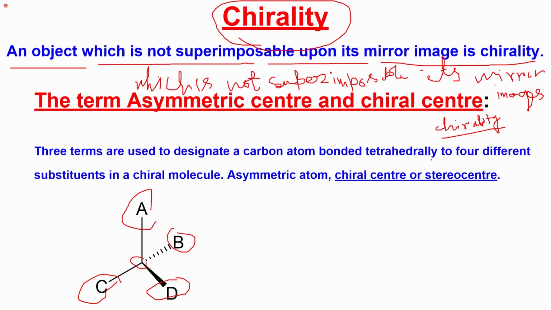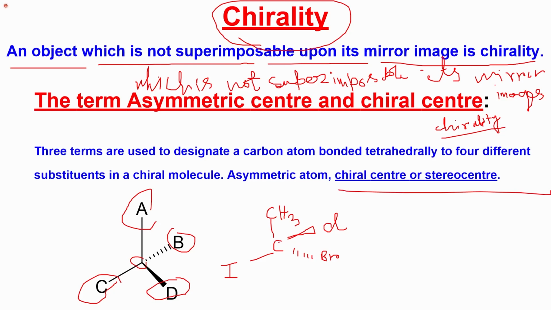Now we'll go through examples one by one. Let's say here it is a CH3, here it is iodine, here it is chlorine, and here it is bromine. Now this carbon has four different atoms, so only then can this carbon be called a chiral center or stereo center. You can also designate this carbon with a star.